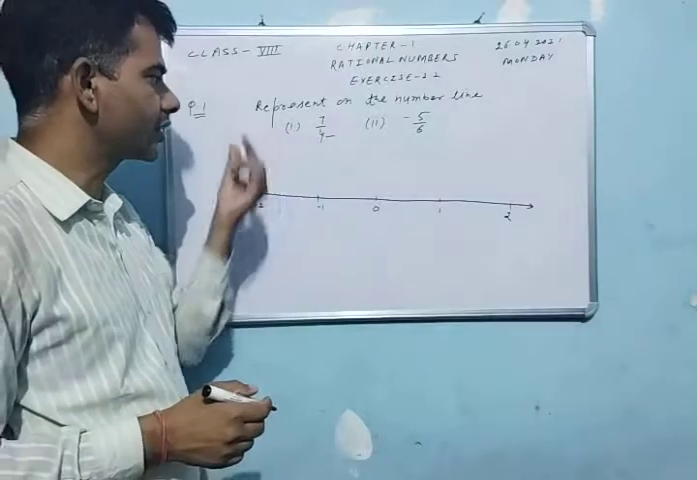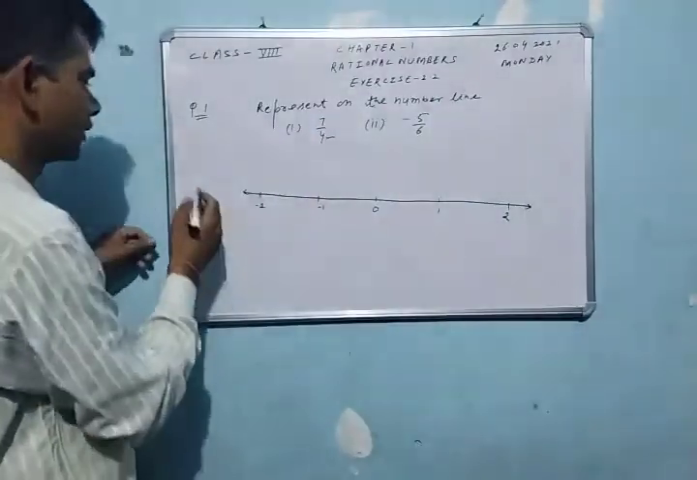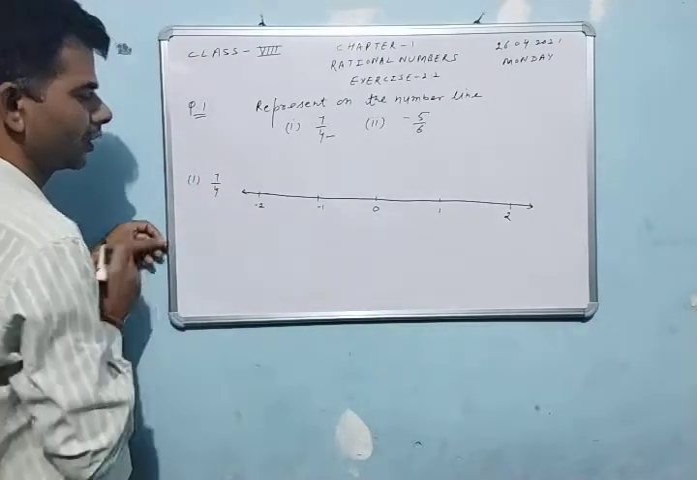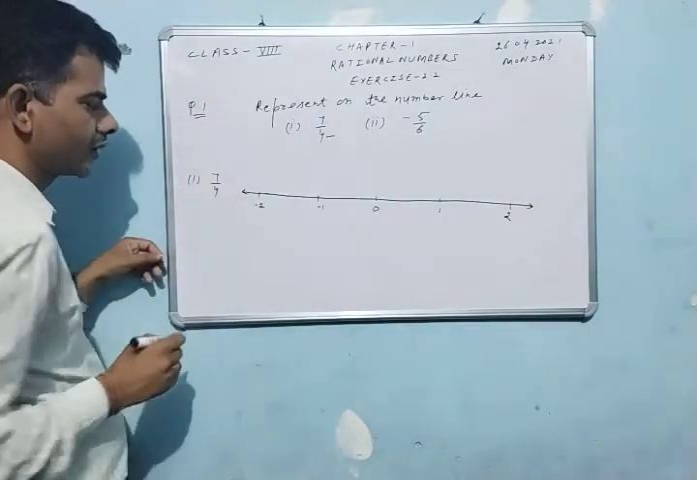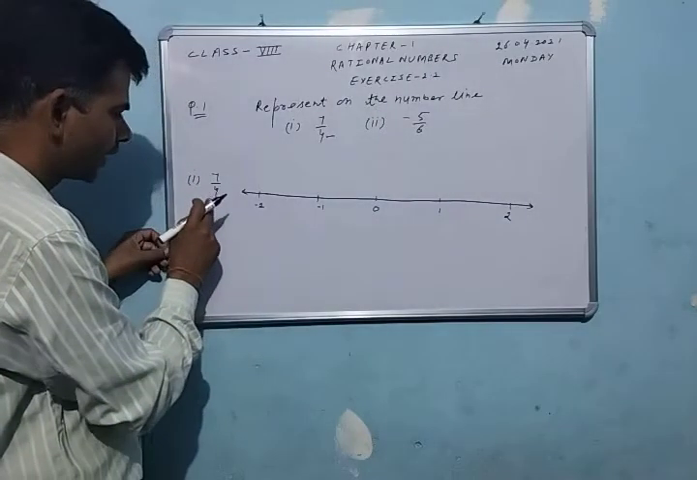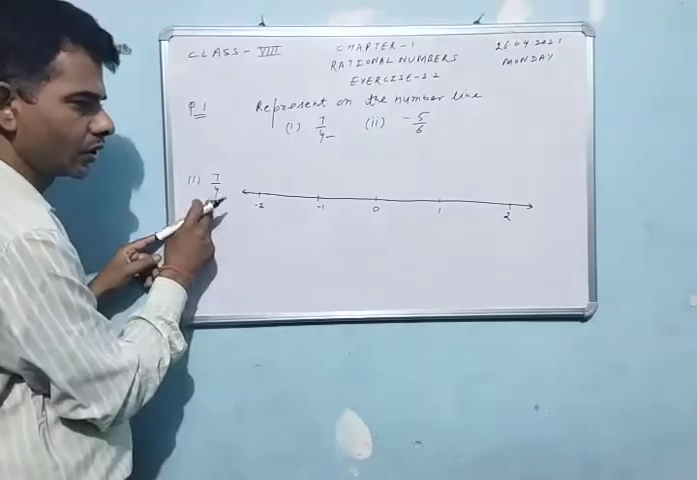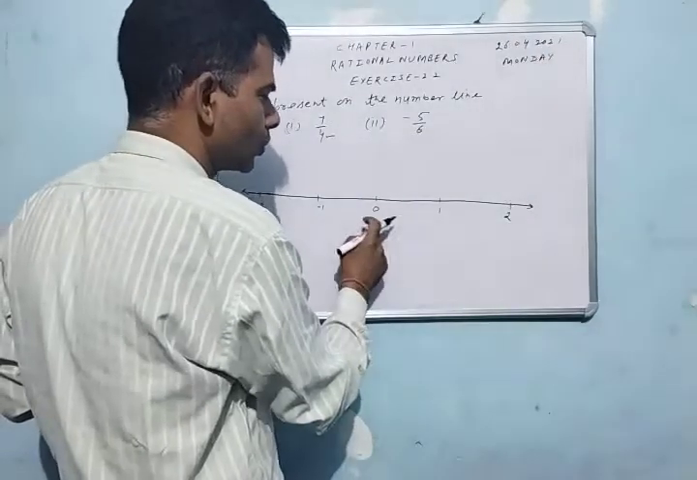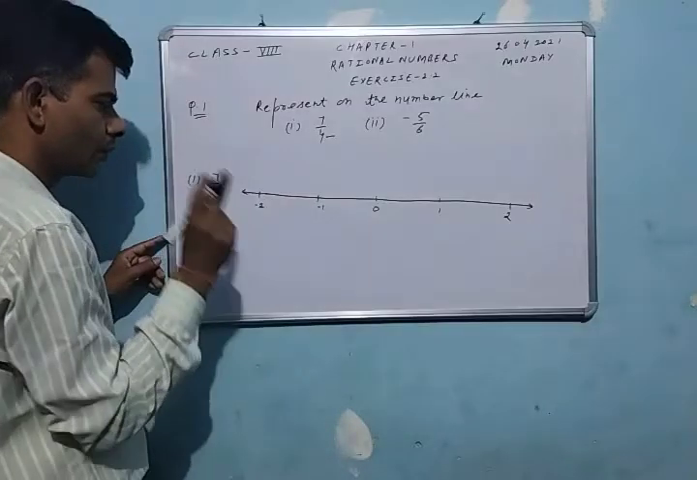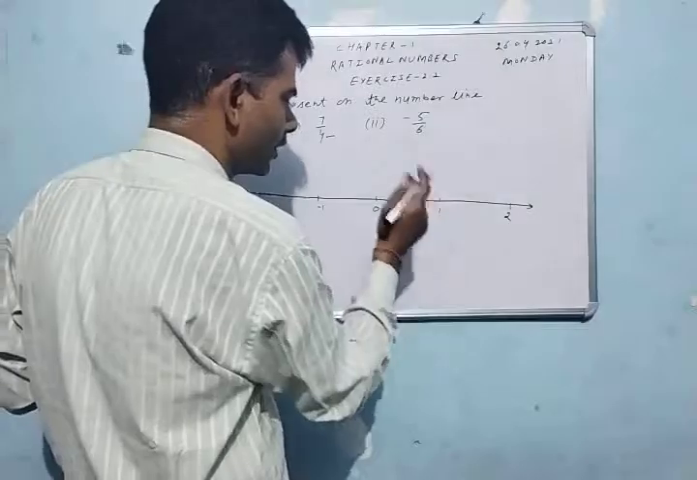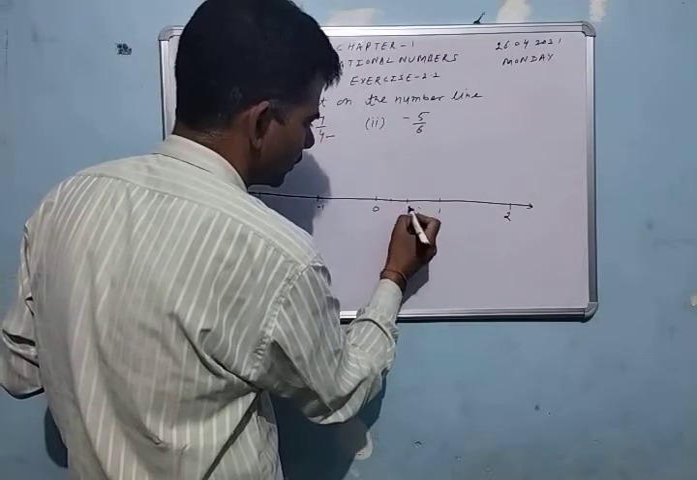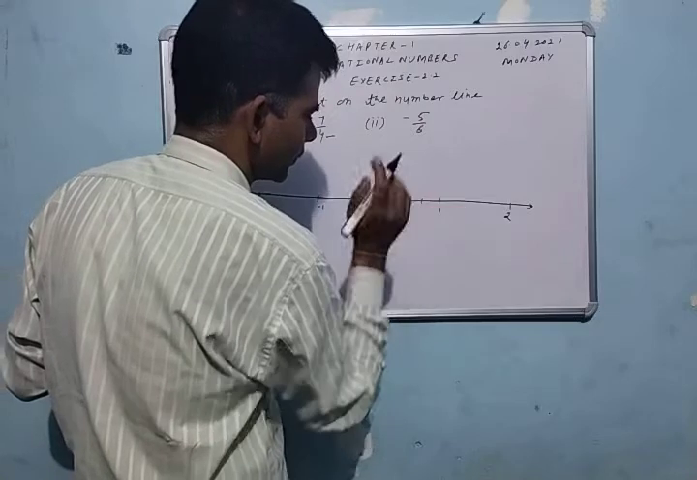Now students, in the first part, we have to represent 7/4 on the number line. In the denominator there is 4. So we will divide 0 to 1 into 4 equal parts: 1, 2, 3, and 4.